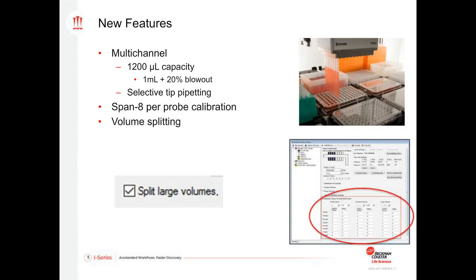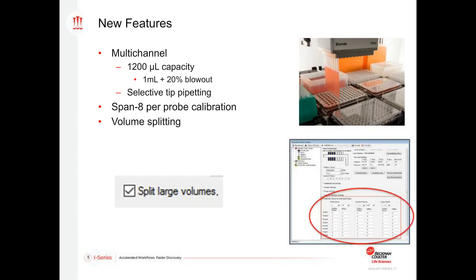When it comes to liquid handlers, obviously liquid handling is still the key, so we have made some improvements to the multi-channel head. One of the main features is that there's now a 1,200 microliter capacity head. This enables you to transfer 1 mL per tip, while also having a 20% additional blowout to ensure all the liquid is removed from the tips. And the head now also features selective tip pipetting, enabling you to pick up a single column, a single row, or a single tip, or any combination of tips as needed. This obviously gives a lot more flexibility than being forced to always use 96 or 384 tips at once.